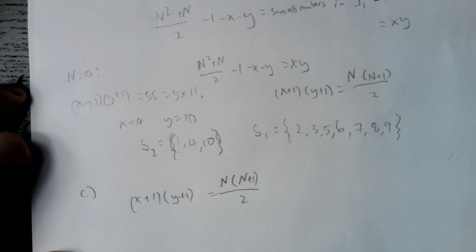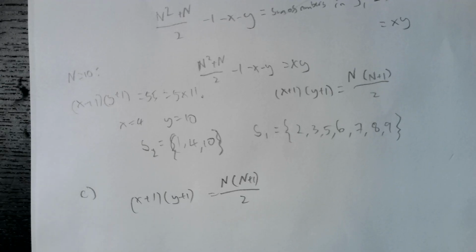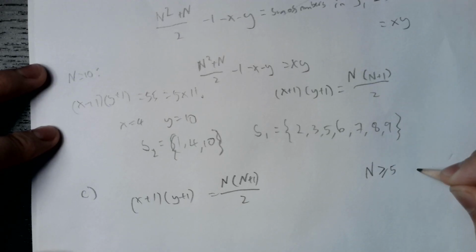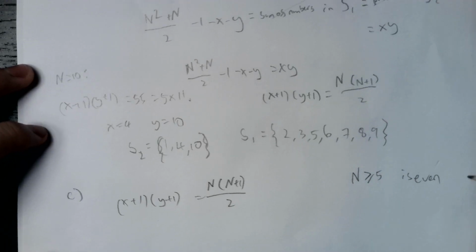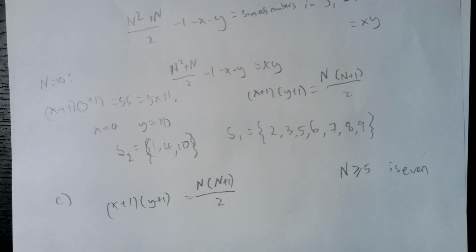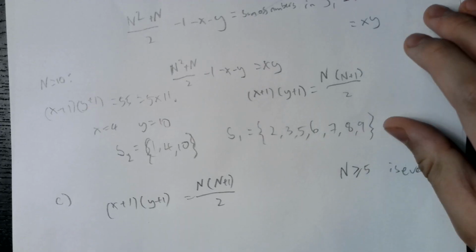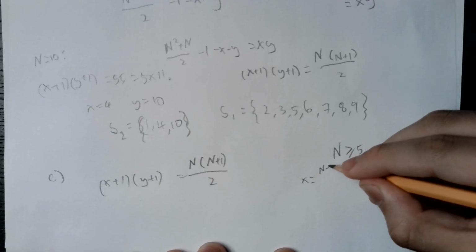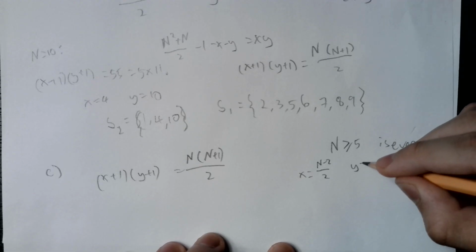Now we can see pretty simply that we can split this into 2 cases. What if N bigger than or equal to 5 is even? Why does this matter? Well, if N is even, there's a different amount of terms based on whether N is odd and how you can split them up. So let's say N bigger than or equal to 5 is even. Then we would need both X and Y to be even, and so we can let X be equal to N minus 2 divided by 2, and we let Y be equal to N.